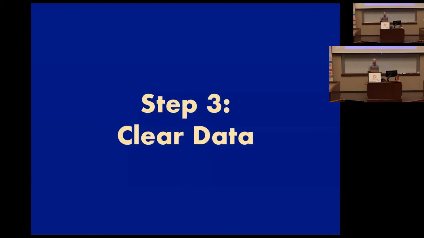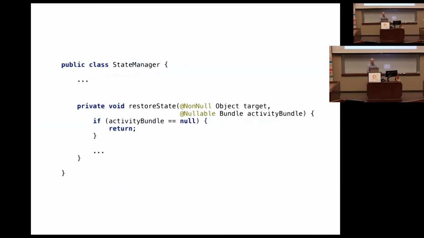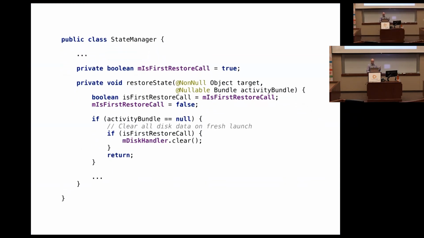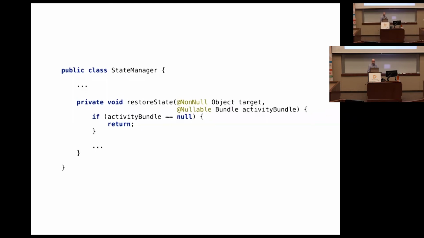All right, so the final step here is clearing the data. And this is the part that makes it OK to ignore that whole warning about using that Marshall method and writing to disk. So normally, from before, when we restore the state, if the bundle was null, we just did nothing. But now we're actually going to use that as a flag for something that we should be doing.